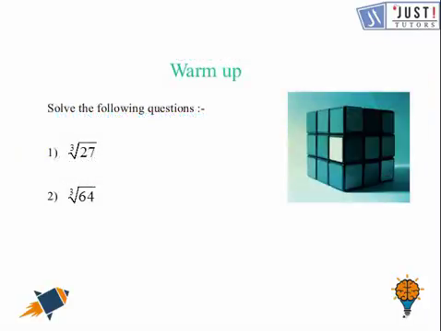So here, there is a warm-up for you. What you can do, just pause the video, try these two questions. Assuming that you have done them, we can check the answer now. So here we need to find the cube root of 27, which is 3, as 3 times 3 times 3 will give you 27, and here we need to find the cube root of 64. So it will be 4, because 4 times 4 times 4 will give you 64 as the answer. So if you got them as the answer, that's really amazing, and if you didn't understand, don't worry, because I'm going to teach you that in this video.